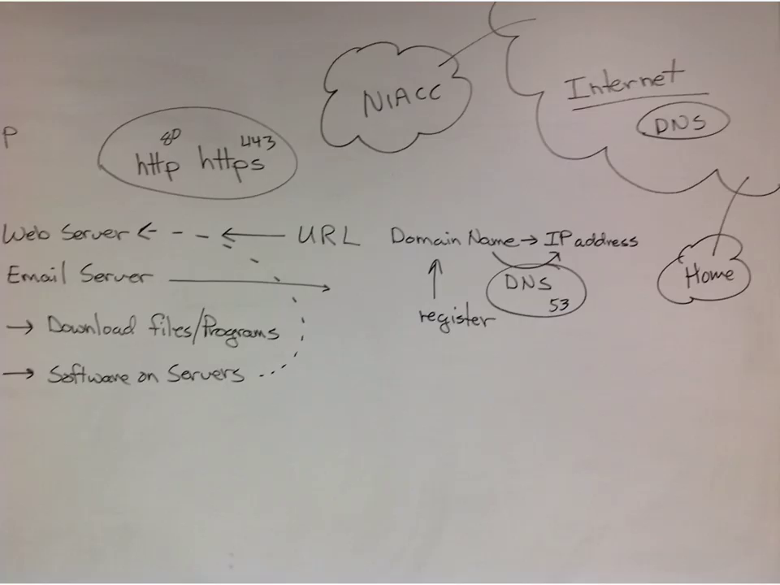So we talk about some ways in which it works. For example, a web server uses a uniform resource locator. We have a domain name, and it gets converted to an IP address using a protocol called DNS, which is port 53. You can register a domain name, and we looked at some examples.